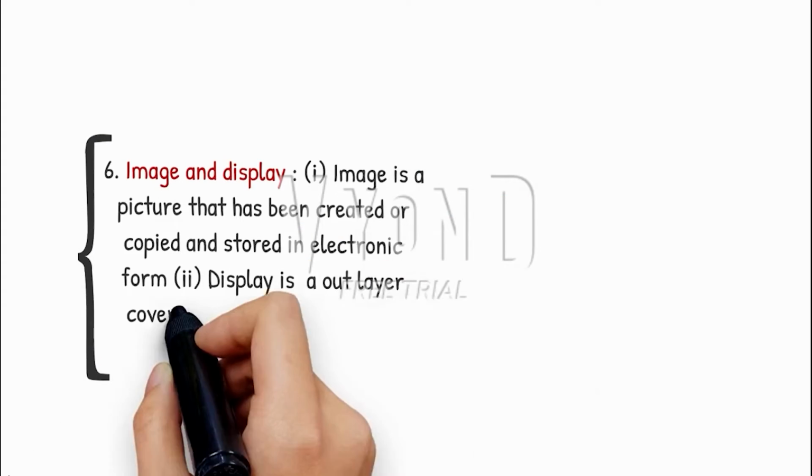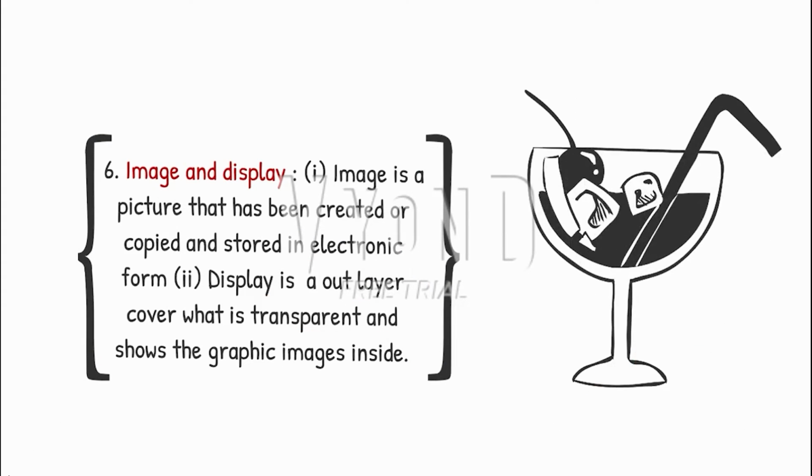Lastly, the function of the use of color and texture pattern is image and display. Image is a picture that has been created or copied or stored in electronic form, while display is an outer layer cover which is transparent and shows the graphic image inside.